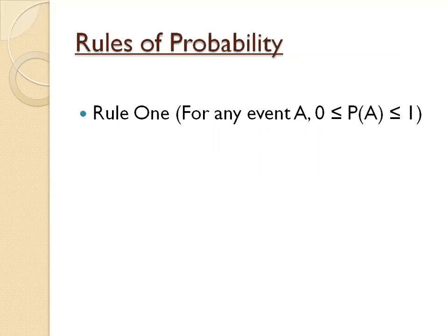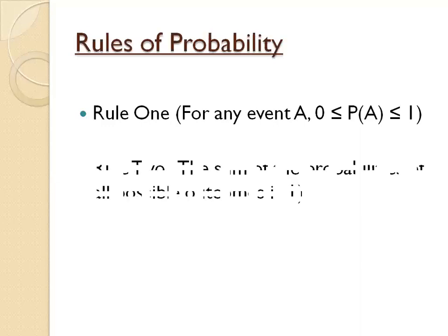Where if the probabilistic value of A, P(A), equals 0, the event is an impossible event, and if P(A) equals 1, that event is a certain event that can definitely occur in future.